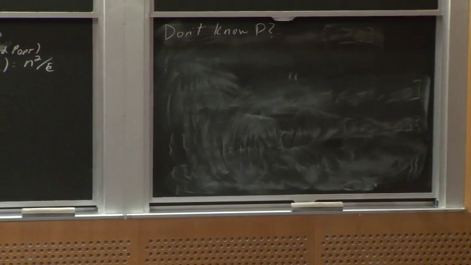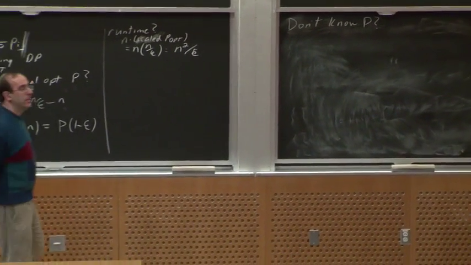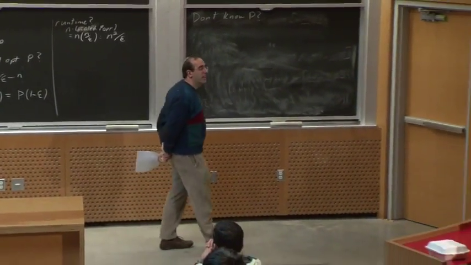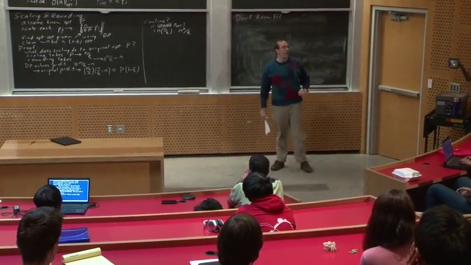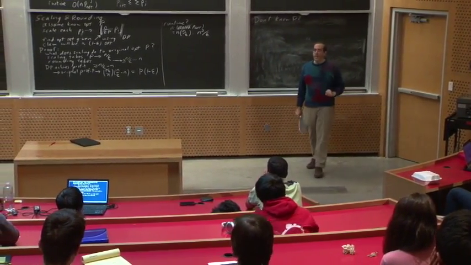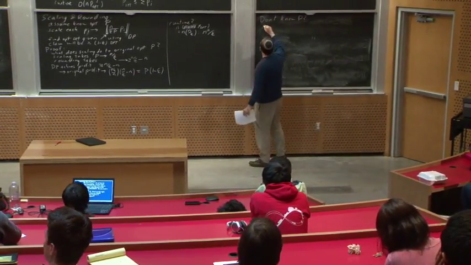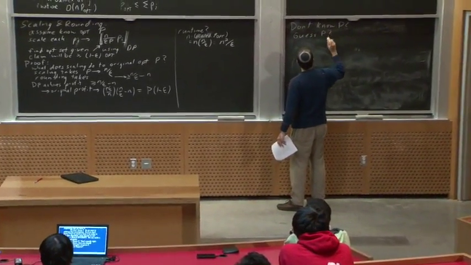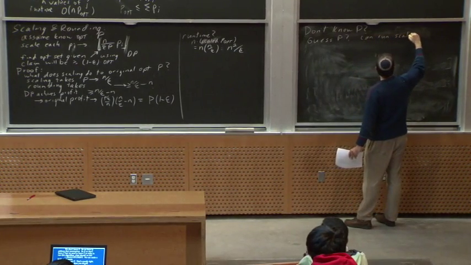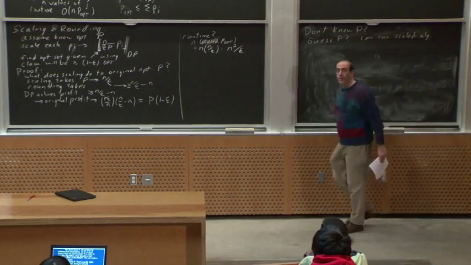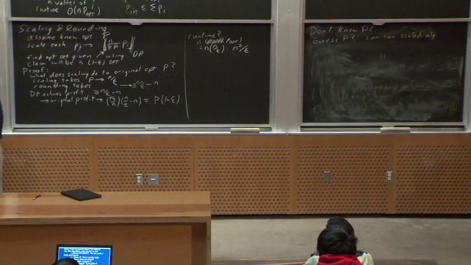So if we don't know p, but we need to know p in order to run this algorithm, what should we do? Well, we can make a fairly good guess. Guess p. That's exactly right. If you don't know, then you should guess. So let's imagine that we guess p. What's going to happen when we guess p and run the scaled algorithm?